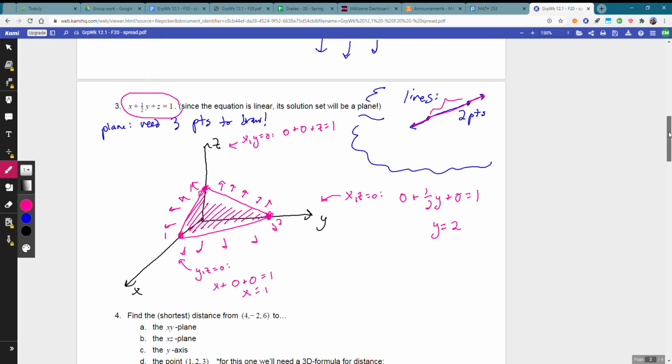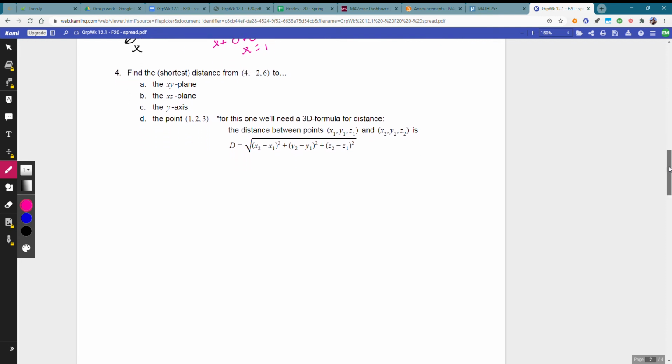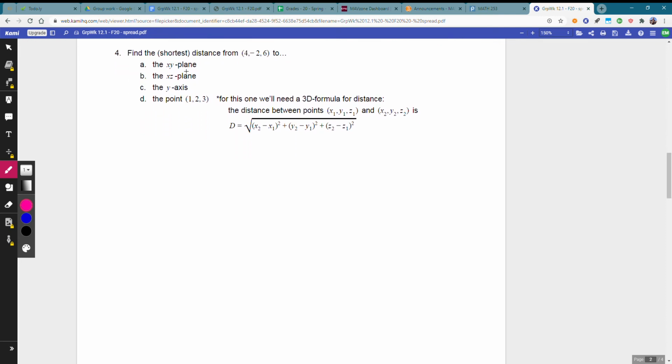All right, now let's talk about distance. Let's find the shortest distance from this point to some different things. All right, so first off, let's get a feel for where this point lives.